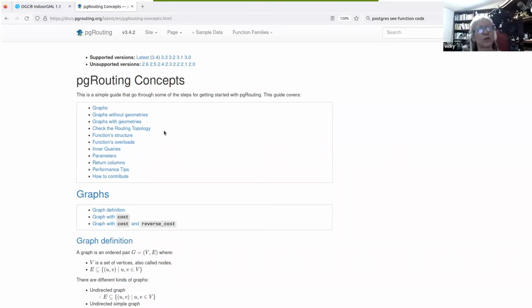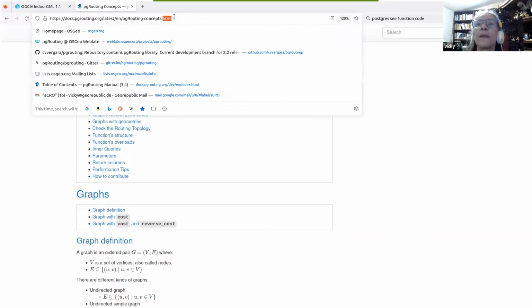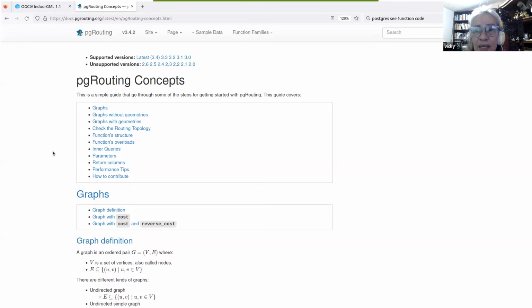So today we're going to be talking about the PG routing concepts. Let me share the screen so that you'll see what we're going to be doing. We're going to be reviewing this PG routing concepts page in the documentation. It's been refined like 2 months ago, and we're going to be looking at what are graphs.